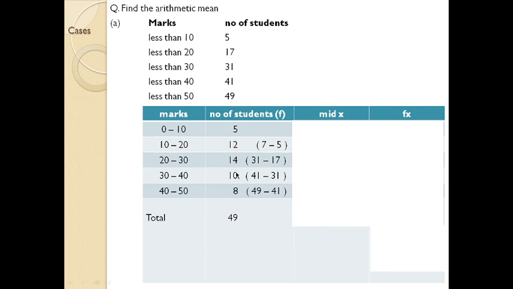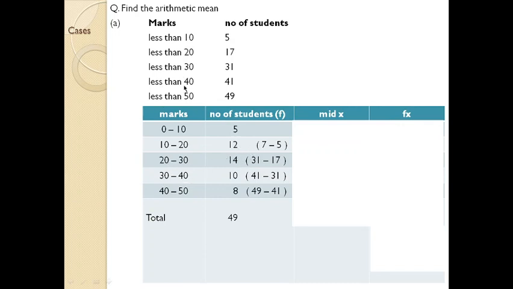So see, the first one is 5, it will be the same. Next one, 10 to 20: it is given less than 20 is 17 and it is also stated that less than 10 is 5. So the number of students between 10 and 20 will be the difference between these two values. That is 12. Next one, less than 30 is 31. So the class is 20 to 30. So it is quite easy. Here the value is 31. You just need to take the difference between 31 and the number just preceding 31. Here it is 17. So 31 minus 17, you get the number of students for the exact class.